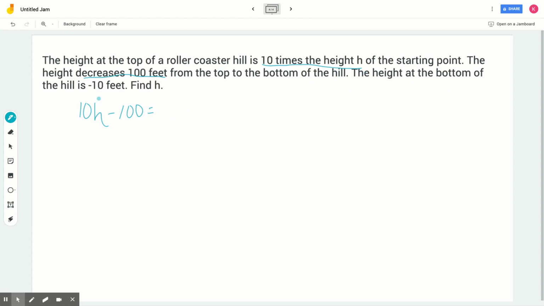If the height at the bottom of the hill is negative 10, we can set our equation equal to negative 10. Now, we can start by solving this equation. Add 100 to both sides. 10h is equal to 90. Divide both sides by 10, and h is equal to 9. So the height at the bottom of the hill, or sorry, actually the h, find h. h is 9, and this would be feet for our answer.